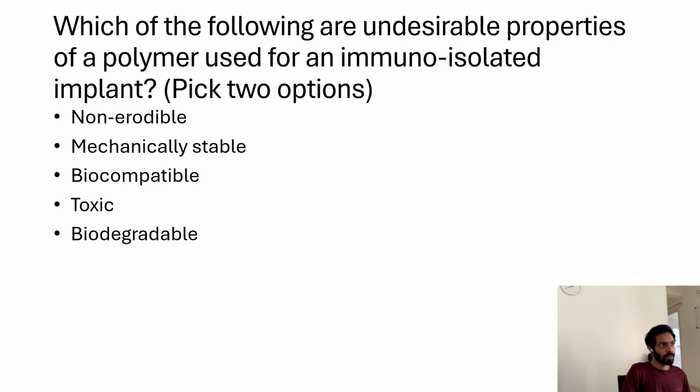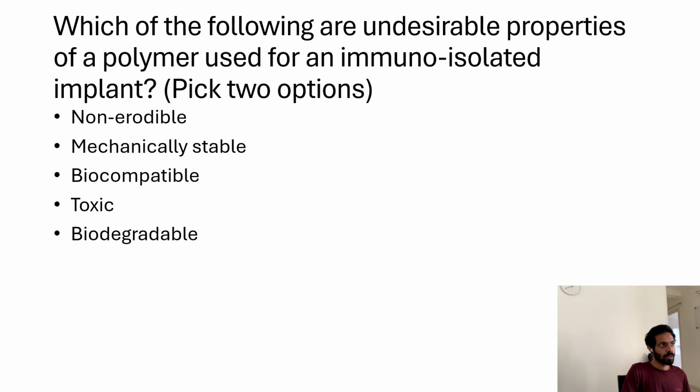Okay, so the problem with the polymer being an erodible polymer is the reason you're doing immunoisolated therapy is to basically keep the immune system of the patient away from whatever cells you're giving the patient, right? So if the polymer is erodible, it's going to go away after some time. So then your patient's immune cells can come and attack these therapeutic cells, right? So you want the polymer to be non-erodible. You don't want the polymer to be erodible.